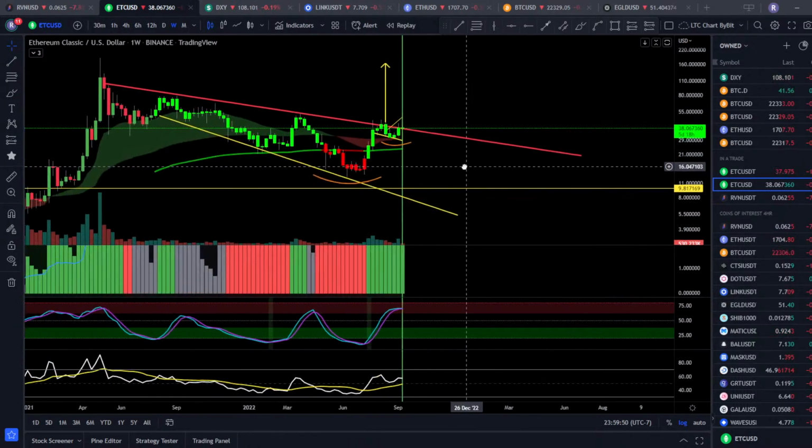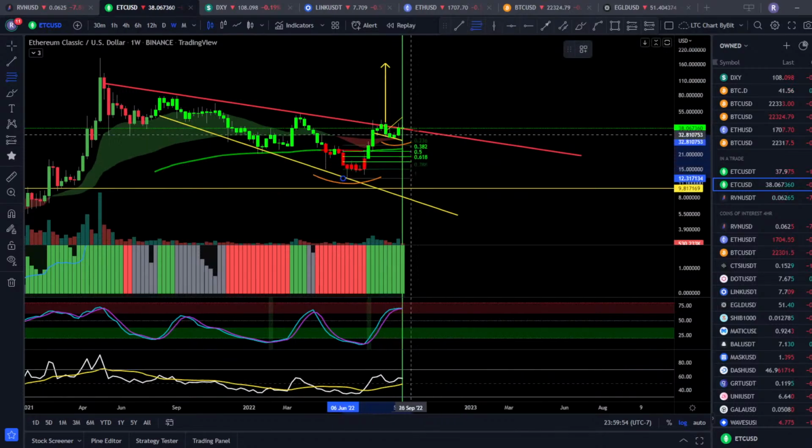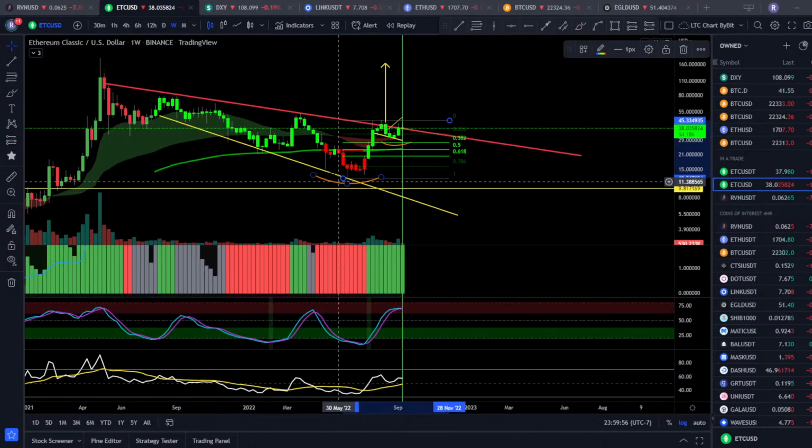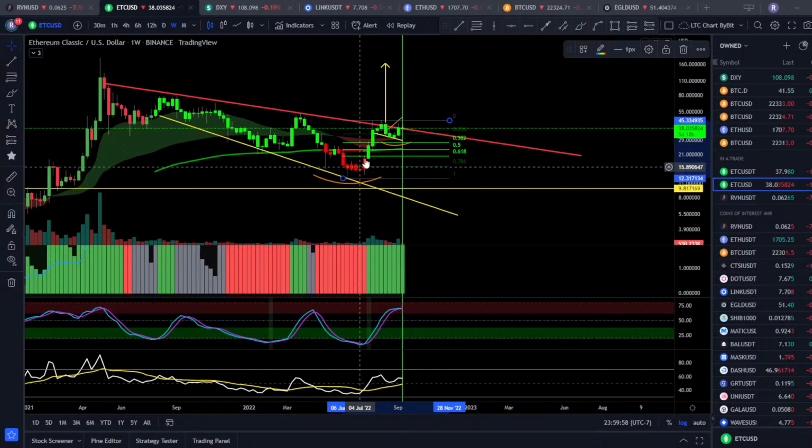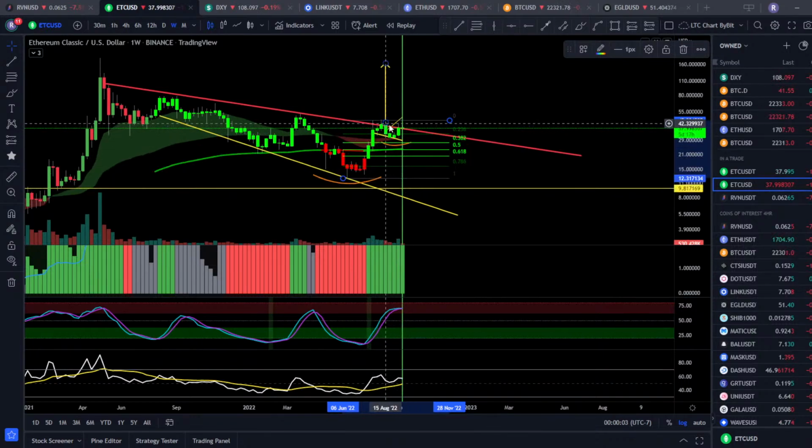What's really good about this descending broadening wedge that I like is we came back down to test the bottom, and now the sellers are losing momentum. With sellers, you would expect this thing to come back down. Like, we came up, we tapped it here, and then we came back down. We tapped it here, and then we came down. But we're actually staying up here.